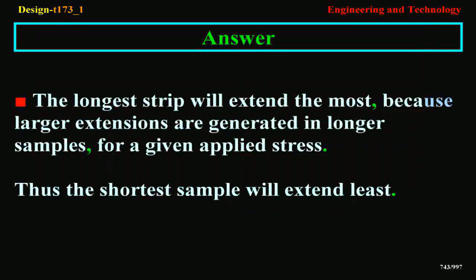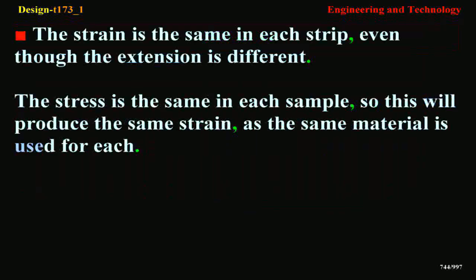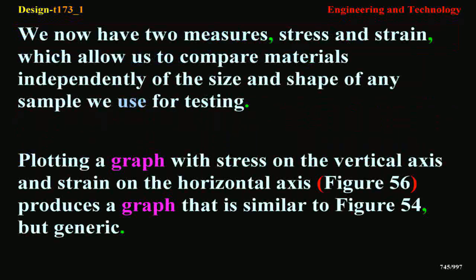Answer: the longest strip will extend the most, because larger extensions are generated in longer samples, for a given applied stress. Thus the shortest sample will extend least. The strain is the same in each strip, even though the extension is different. The stress is the same in each sample, so this will produce the same strain, as the same material is used for each. We now have two measures, stress and strain, which allow us to compare materials independently of the size and shape of any sample we use for testing.